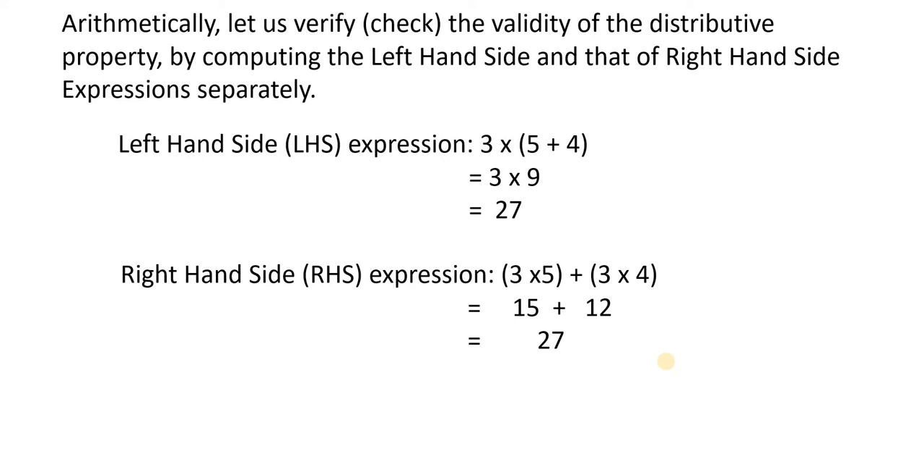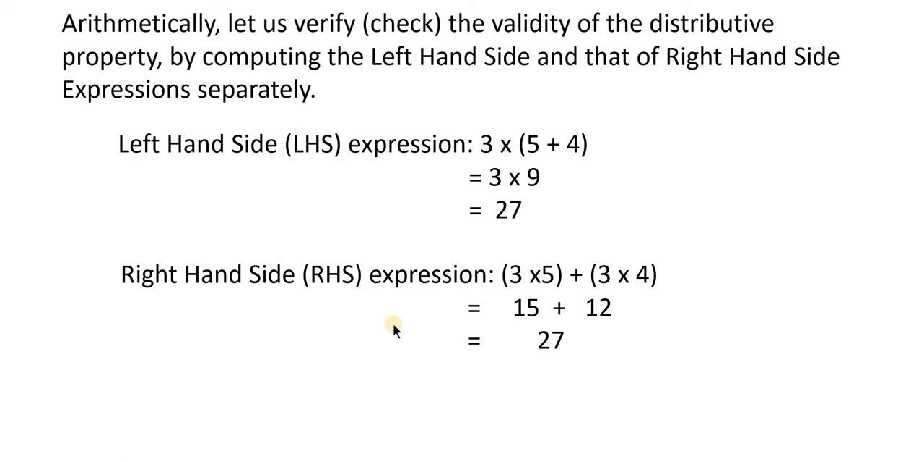The left hand side expression of the equation is 3 into (4 plus 5). You have seen it. So if you arithmetically compute it using our BODMAS rule, first you have to simplify whatever is inside the bracket. So 5 plus 4 is equal to 9, that you are simplifying, which gives 3 multiplied by 9, which is equal to 27.